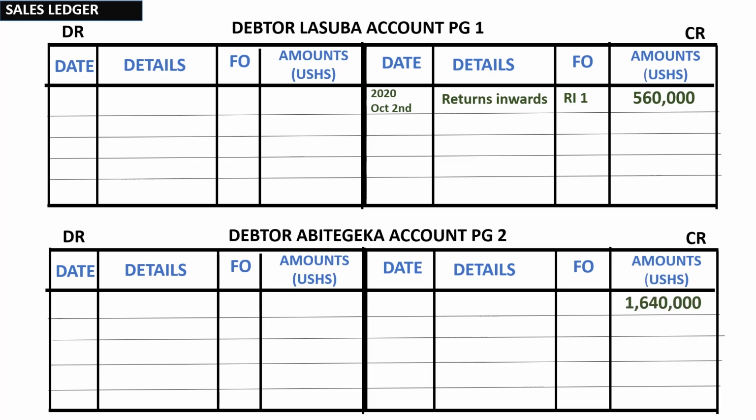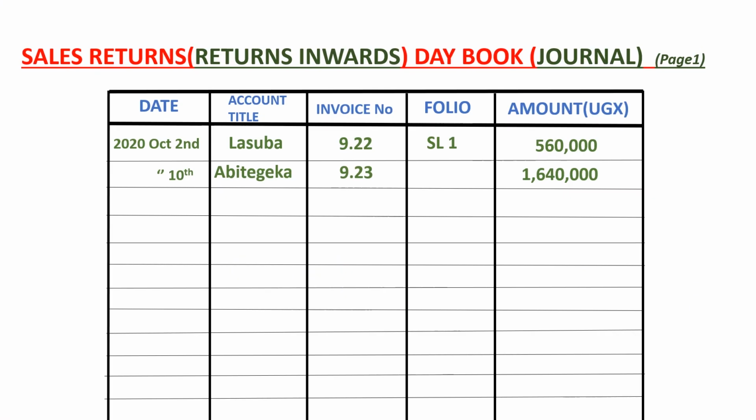The other item affected is the returns inwards, that is returns inwards page 1, and it took place on that date. Again, so this is on page 2, so we shall go back to the returns inwards debtbook, and we shall say this Abitegeka account is found in the sales ledger on page 2. I hope we've understood the reasoning behind the credit note. We issue a credit note because we credited these people's accounts.